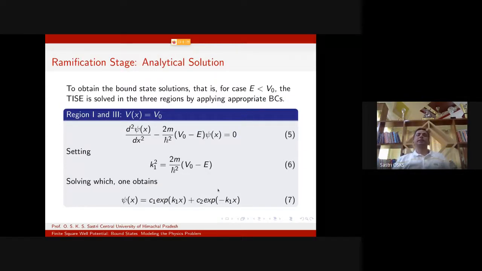And then comes the third stage in modeling the physics problem, that is the ramification stage. Here we have, as I said, two aspects. Either you can solve it analytically or numerically. Today we are going to look first at the analytical solution, because I feel that there is something some of us do which is not very common in all the colleges. I did find this to be true when I gave this lecture in person also, so I thought it would be useful. The numerical solution of the time-independent Schrodinger equation for the finite square well, the next speaker, Dr. Sunil, will be doing for you.